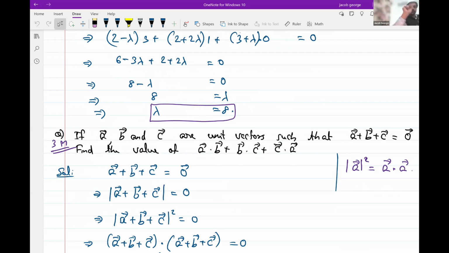Next, this is a very important question. Can you do this one right now, faster, within 1 minute? Vector A, vector B, vector C are unit vectors. Each point you have to read. Unit vector means the magnitude of each vector is equal to how much? 1. Please note down this question: if vector A, vector B, vector C are unit vectors such that vector A plus vector B plus vector C is the 0 vector, find the value of A dot B plus B dot C plus C dot A.